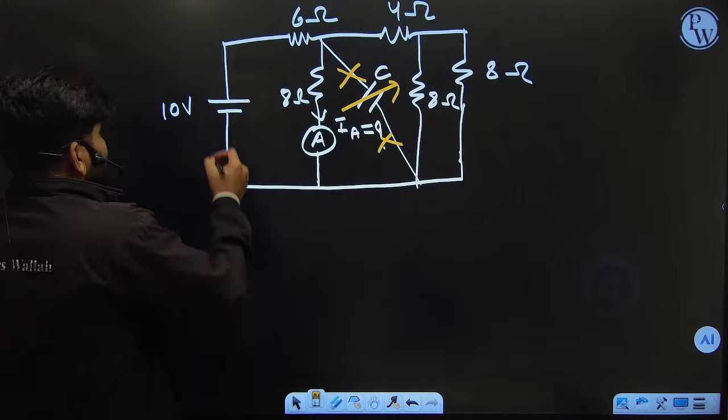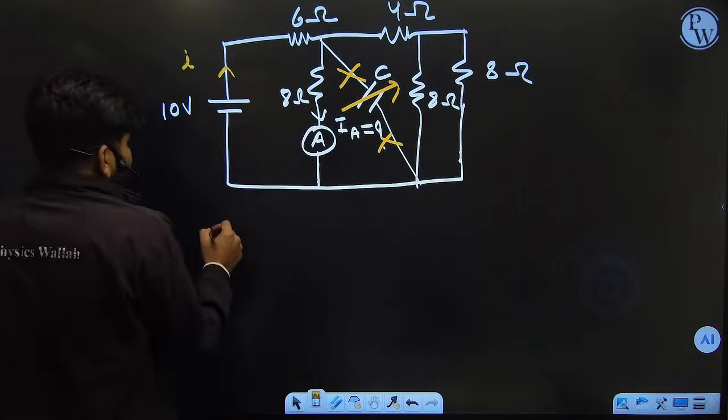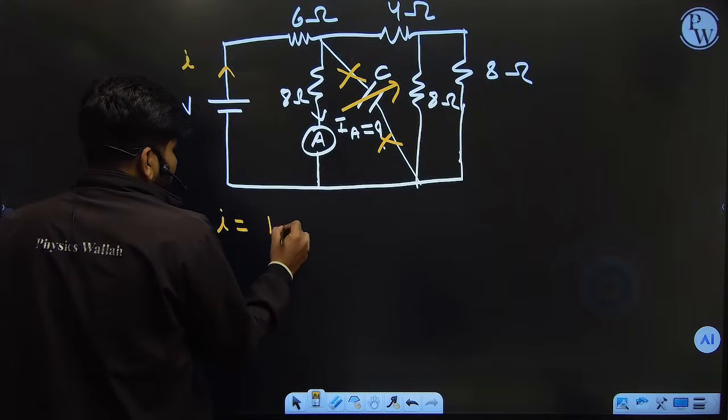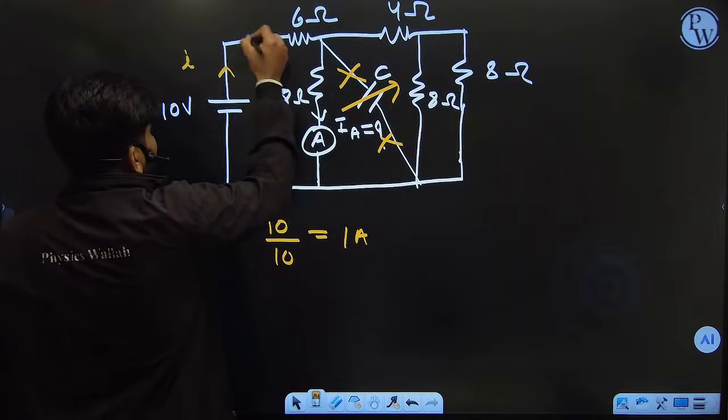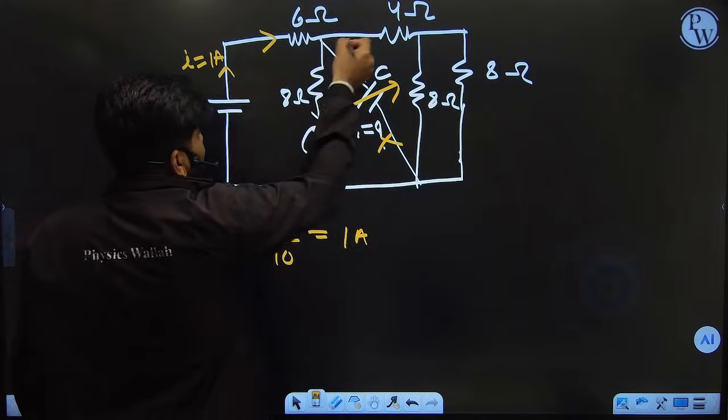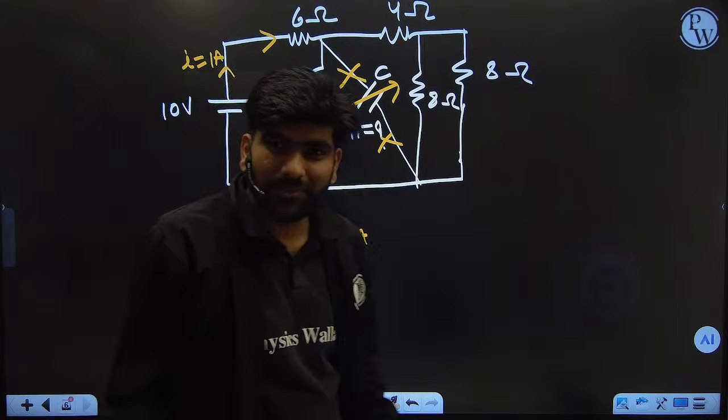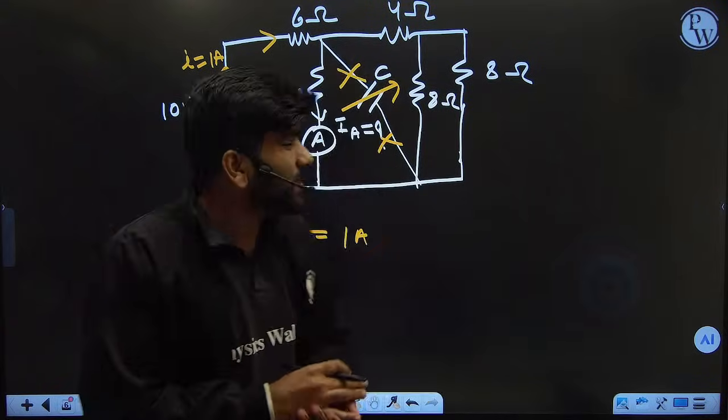The battery is of 10 volt. So how much current will it send? The current sent by the battery, I, will be V by R. So 10 by 10, that is 1 ampere. So 1 ampere current will go here and now it has 3 paths to go. Okay. All right. Now it has 3 paths to go.